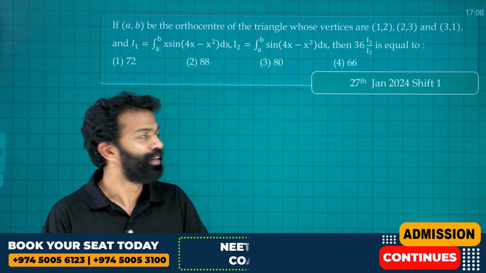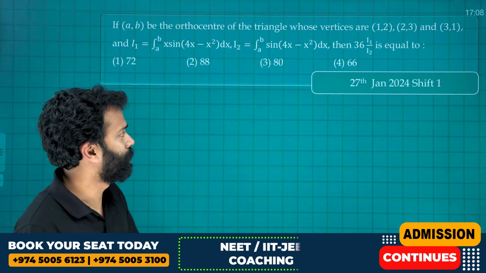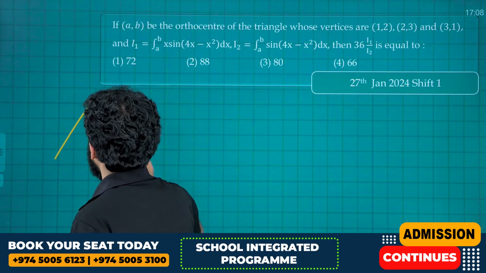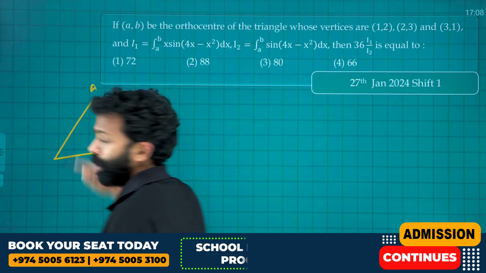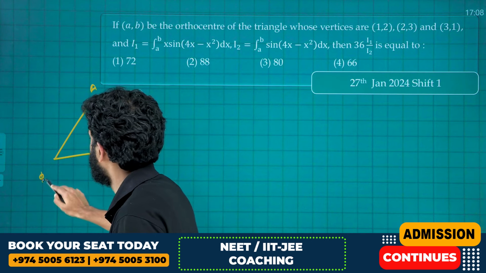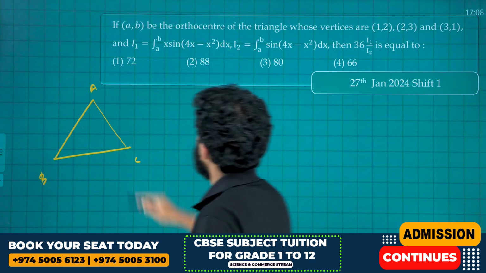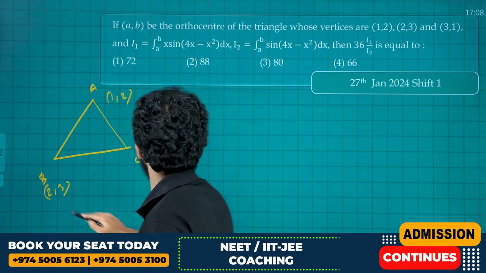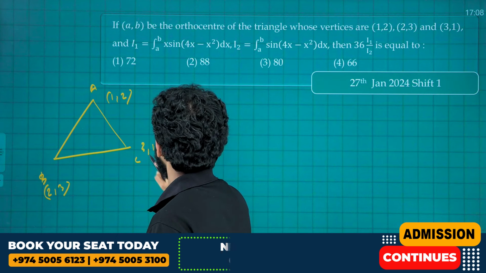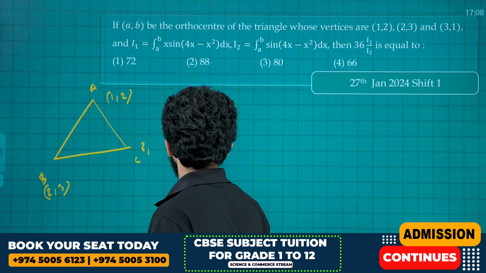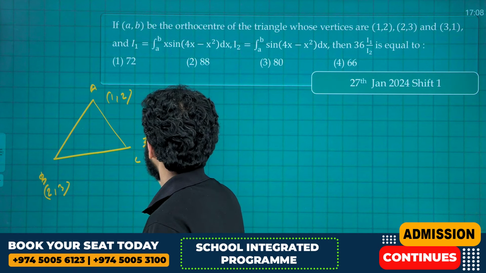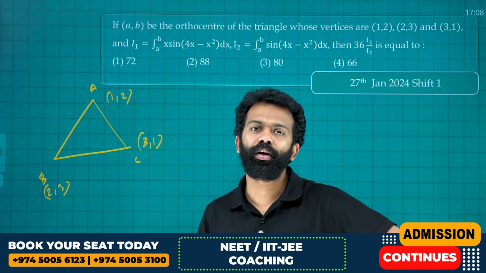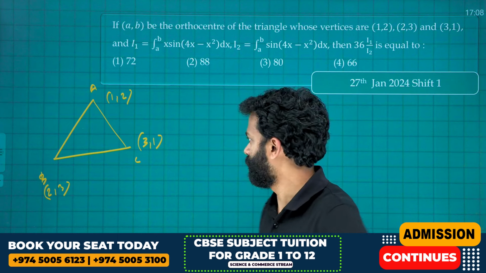So, for that you need to find the value of A and B. Okay, so let's start from the triangle first. What is the orthocenter? Orthocenter is the meeting point of altitudes of a triangle, right? Let's take the three vertices as A, B, C, and let's take them as (1, 2), (2, 3), and (3, 1). Could you tell me what an orthocenter is? Orthocenter is the point of concurrence of altitudes of a triangle.